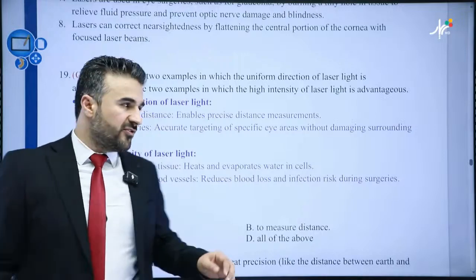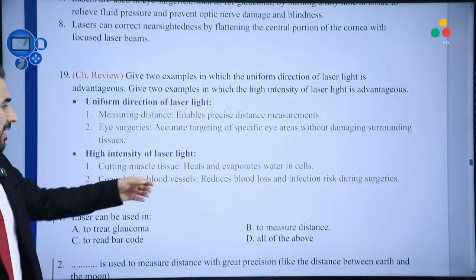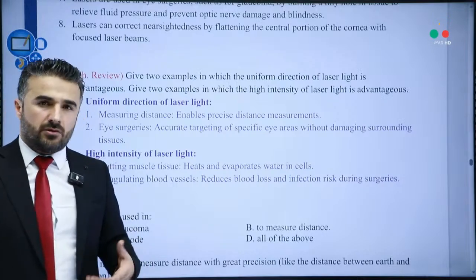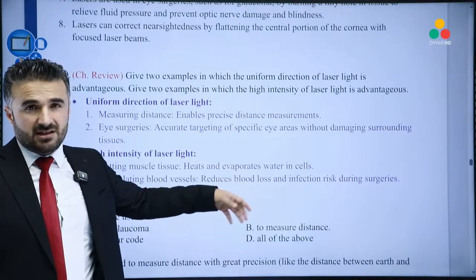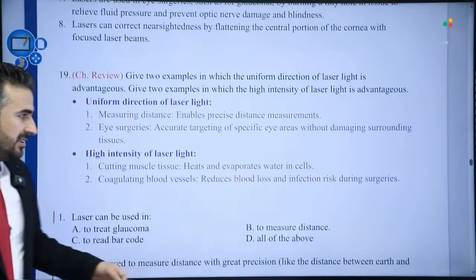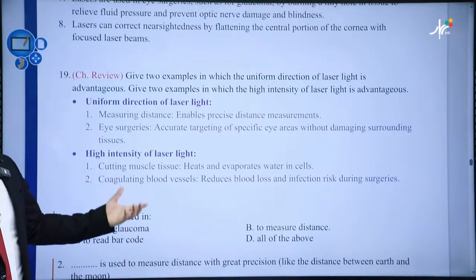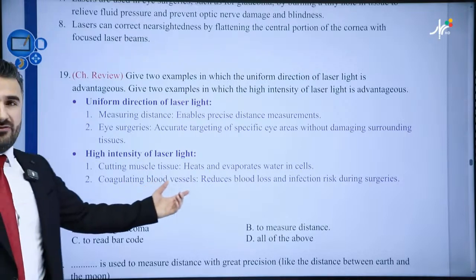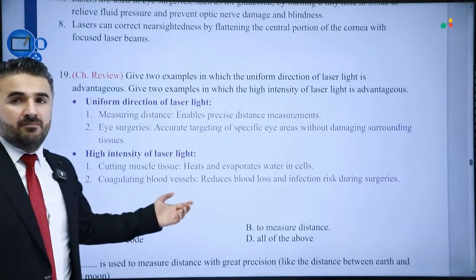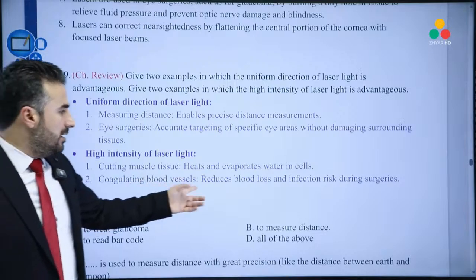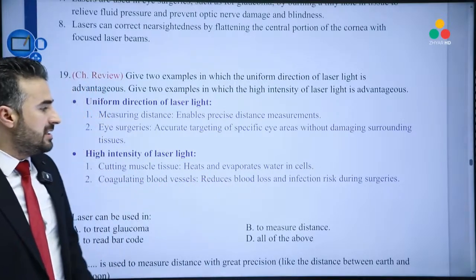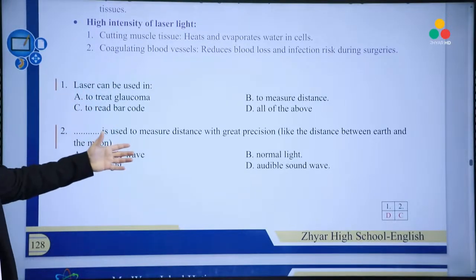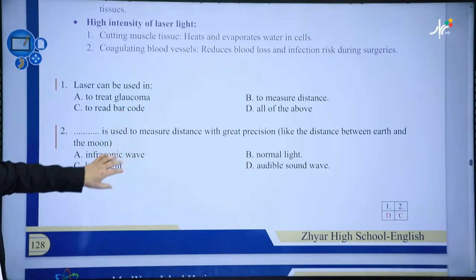And then two examples for the high intensity of laser light. We can say cutting muscle tissues, because lasers have a lot of intensity, so they can cut through the muscle tissue without damaging the surrounding cells. Another example is coagulating blood vessels, stopping a blood vessel from bleeding. That reduces blood loss and infection. And we have two more examples. You can take a look at those too, and I'm sure you know the answer.